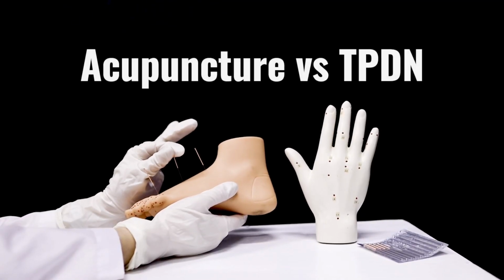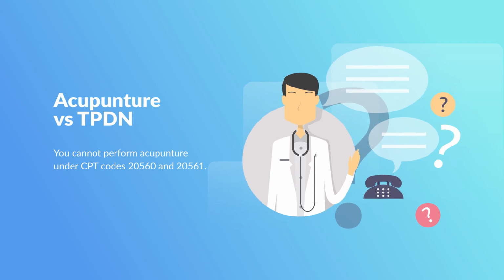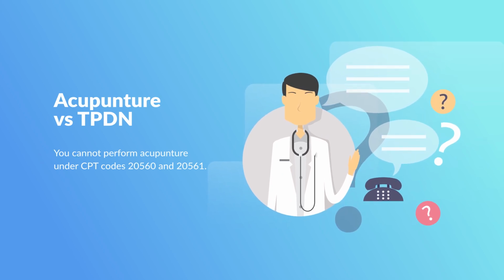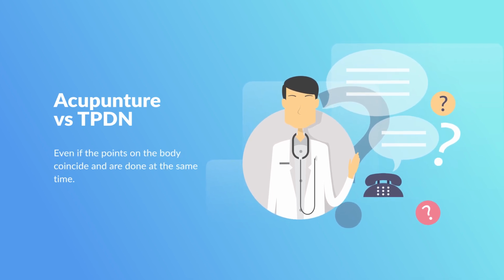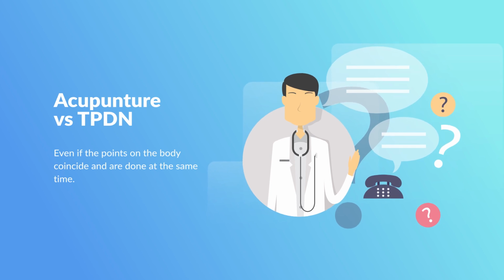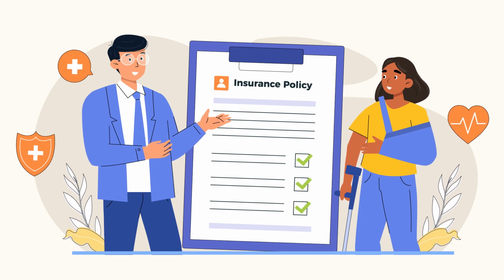Now, let's talk about acupuncture and how this differs from TPDN. This difference can save you from making coding mistakes and thus claim denials. Although both acupuncture and TPDN use dry needles, they're not one and the same. If you're using TPDN codes 20560 and 20561, just remember you can't perform acupuncture using these codes too, even if the points on the body coincide and are done at the same time. Acupuncture is a separate service, and it's usually licensed separately from physical therapy practices in most states. And sometimes TPDN codes aren't covered by health insurance at all.